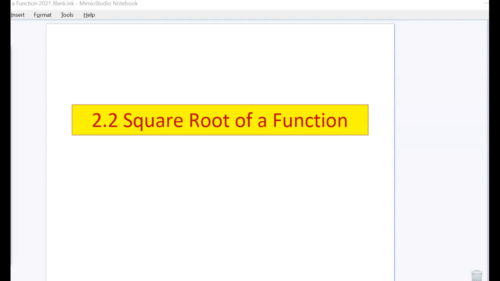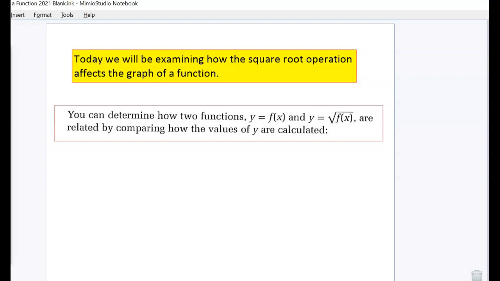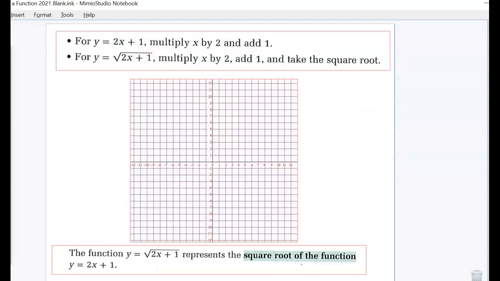In section 2.2, we're going to be looking at the square root of a function. Today we're going to examine how the square root operation affects the graph of the function. You can determine how two functions y equals f of x and y equals square root of f of x are related by comparing how the values of y are calculated.